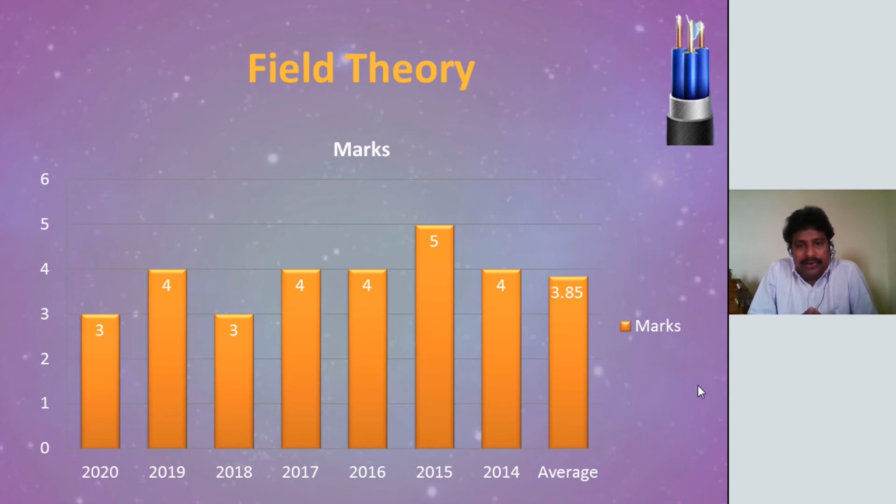That means a minimum of 2 questions would come from this field theory, and the weightage may vary from 3 to 5. If 3 questions are asked, the weightage may go up to 5.